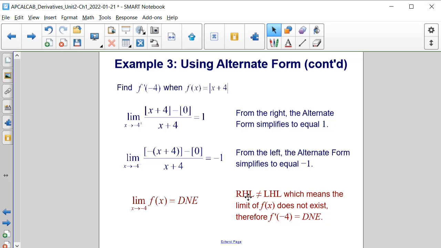Notice that the right-handed limit and the left-handed limit are not equal to one another, which means that the limit of f of x as x approaches negative 4 does not exist. Therefore, f prime of negative 4 also does not exist.